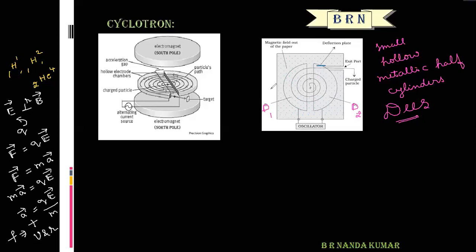So the D's are mounted inside a vacuum chamber between the poles of a very strong, powerful electromagnet, which generates the magnetic field lines from north pole to south pole.